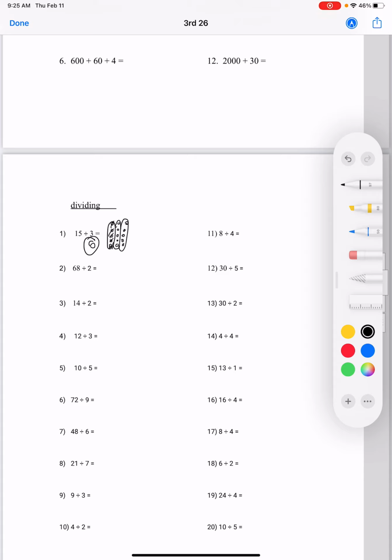68 divided by 2. Since this one's kind of hard, we can think what's 2 times what equals 68. Or we can write it out, and we get 68 divided by 2. How many times does 2 go into 6? 3 times. So 2 times 3 is 6. This turns into a 0, bring down the 8. How many times does 2 go into 8? 4 times. The answer would be 34.